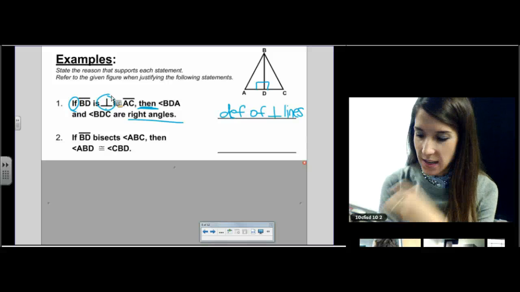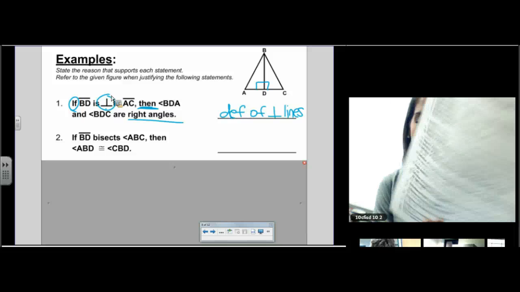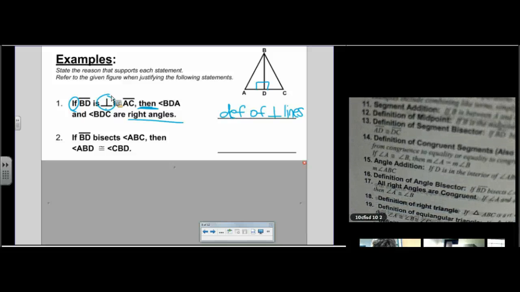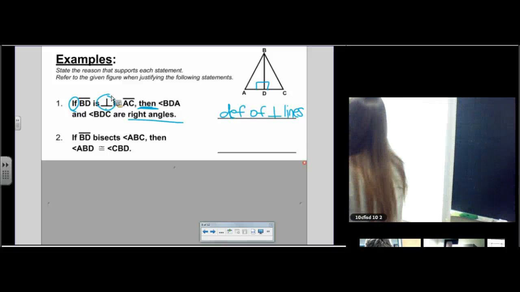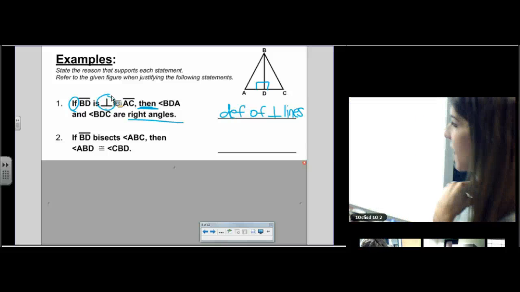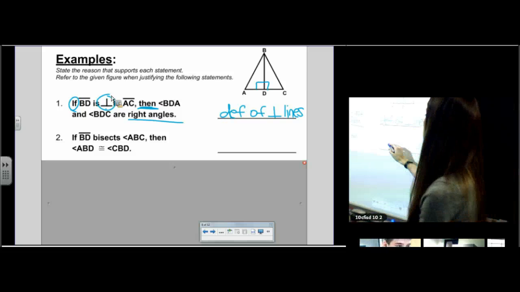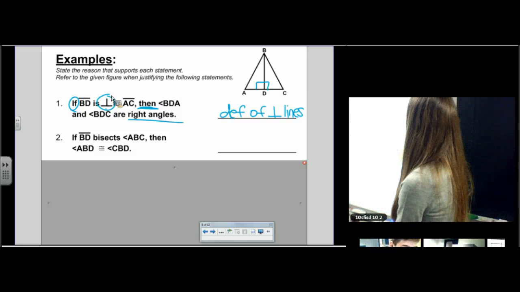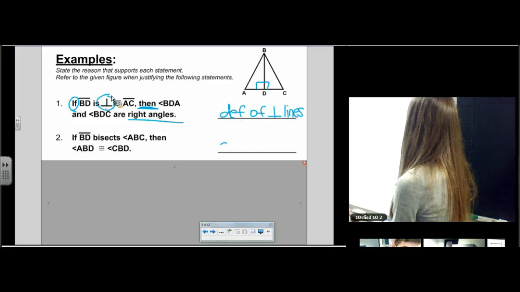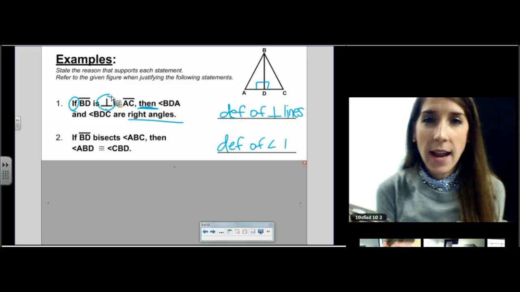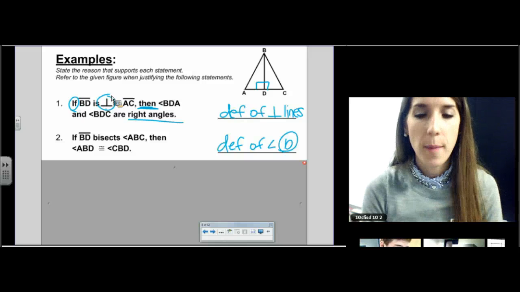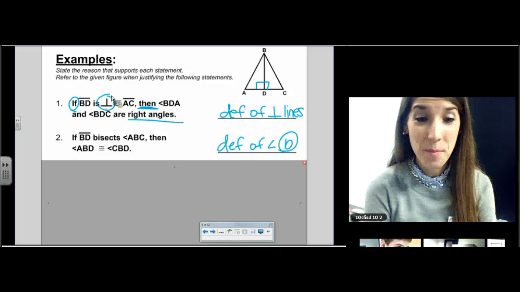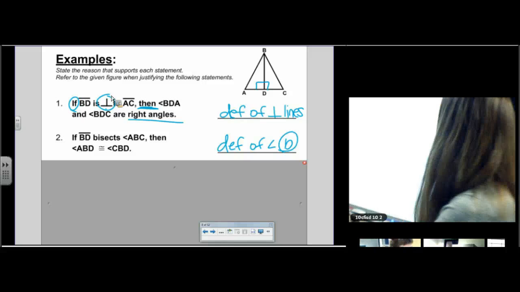Very good, guys. It is number 16. It's the definition of angle bisector. If a segment bisects an angle, then you get two congruent angles. So the answer to this problem is definition of angle bisector. A lowercase b with a circle around it is the symbol for bisector. You're allowed to use it. It's not a made-up one, it's a real one, okay?